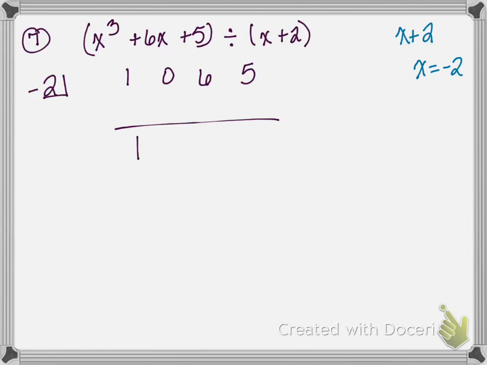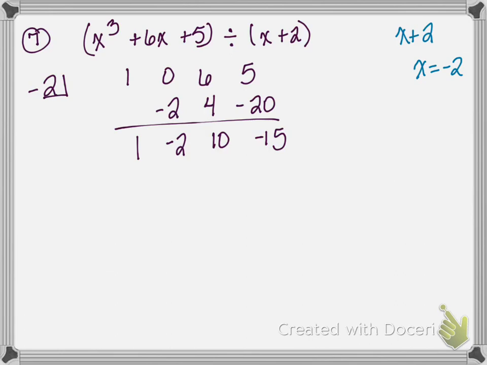Okay, so now I'm going to go down. Negative 2 times 1 is negative 2. Negative 2 times negative 2 is positive 4. Negative 2 times 10 is negative 20, and I have a remainder of negative 15. And that's okay, because I'm just dividing. I'm not trying to find solutions. I'm not trying to find where it crosses the x-axis. I'm just dividing. But we don't stop here, okay?